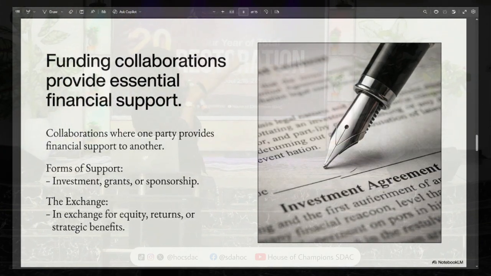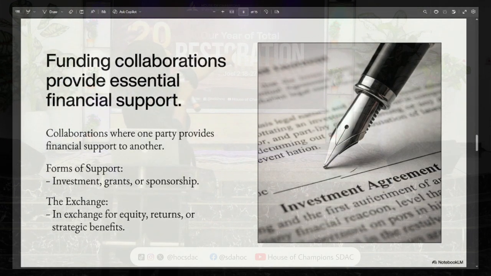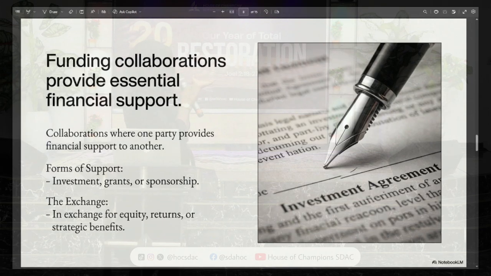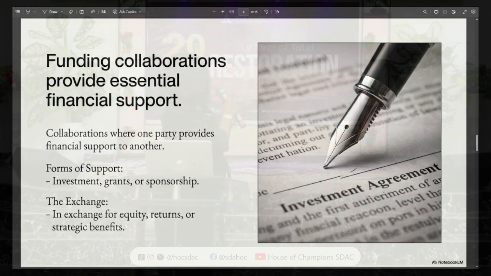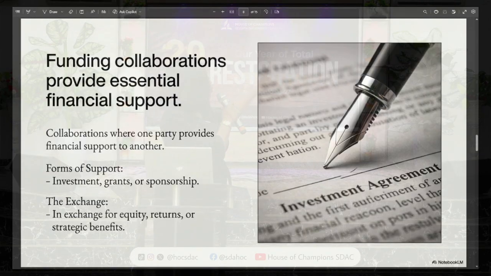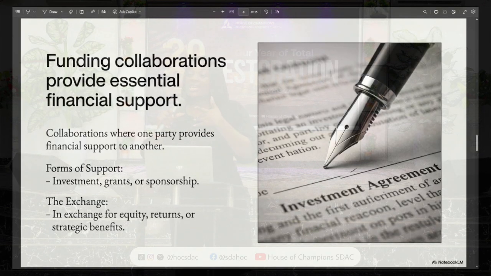Okay, so collaboration where one party provides financial support to another, in the form of investments, grants, or sponsorship. Now, in exchange for equity, what the partner might be getting, that's their own benefit in investing in your business, could be equity. Now, what is equity? Equity could also be shares. Same thing as shares, like having some portion of possession in your company.